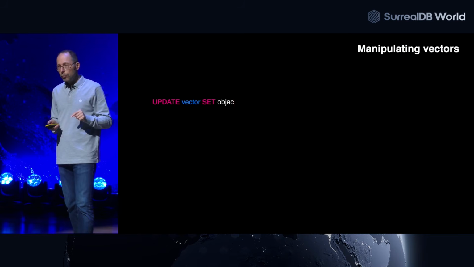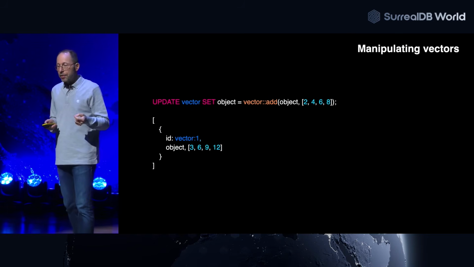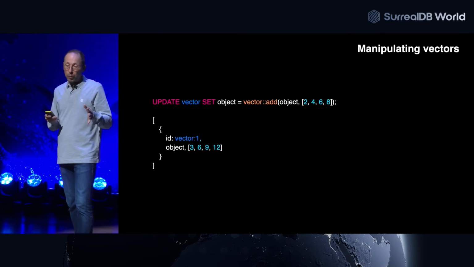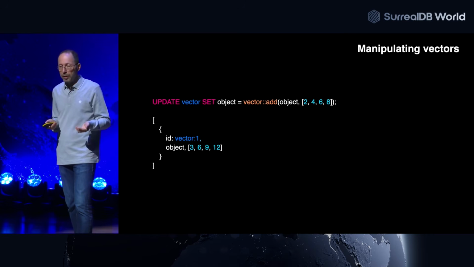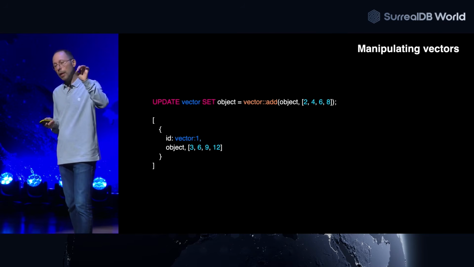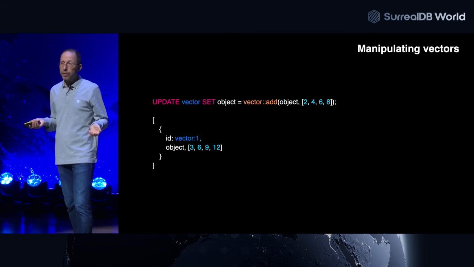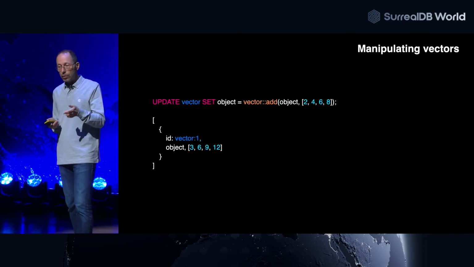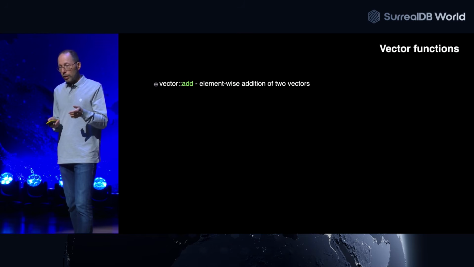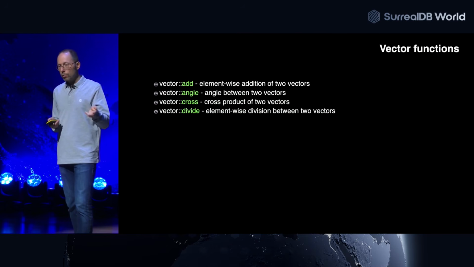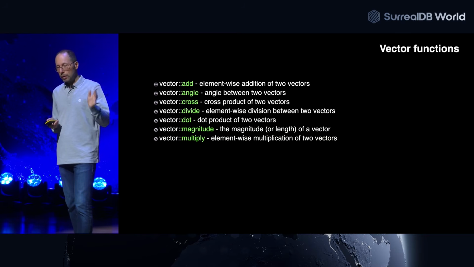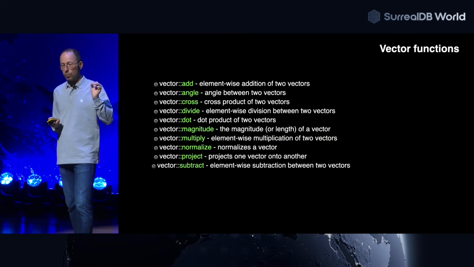But the next thing you want to do is manipulate these vectors. Here is an example of how you're now able to do that. If you have millions of vectors in a distributed SurrealDB instance, and you want to apply a function to a set of vectors, you can do it. You can do it with UPDATE vector SET object and use this new set of functions that start with vector. You can update your vectors the way you want: vector add, vector angle, vector cross, vector divide, vector dot, vector magnitude, vector multiply, vector normalize, vector project, vector subtract.